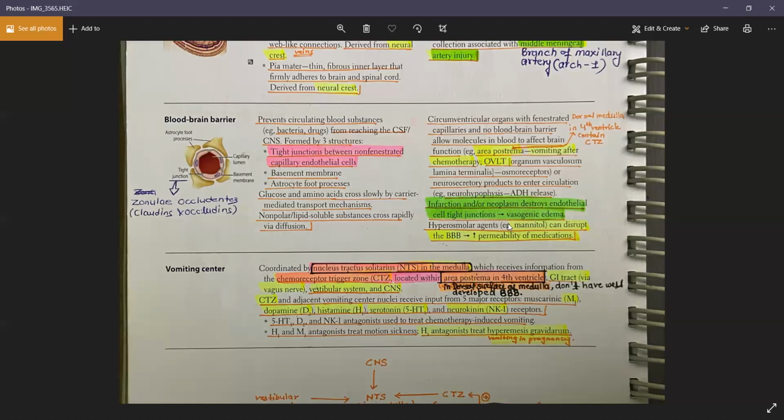So if Step 1 asks you a question about a patient who is having a high intracranial pressure shortly after the infarction, then this intracranial pressure rise is because of the cytotoxic edema. If they give you a patient who is having a high intracranial pressure and headache days later after the infarction, that means it is because of the vasogenic edema. Any doubt?